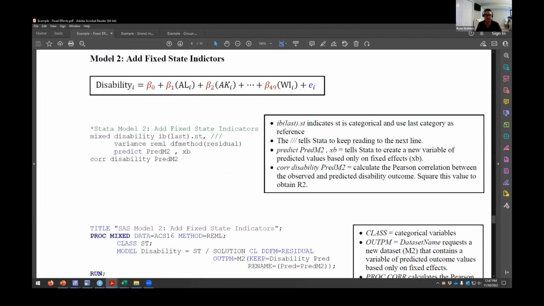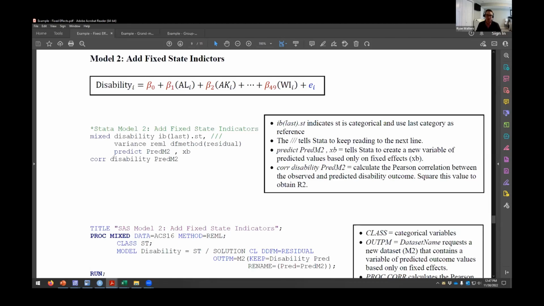Much of this remains the same, still asking for variances, still in REML, still using residual denominator degrees of freedom. What we are going to do, though, is predict the predicted values for each observation based on this model for the means, based on those 49 regression slopes. After the comma, I have xb. This is going to only ask for predicted values based on fixed effects only. This is going to become more important in a little bit, but I have it here just to keep the code the same.